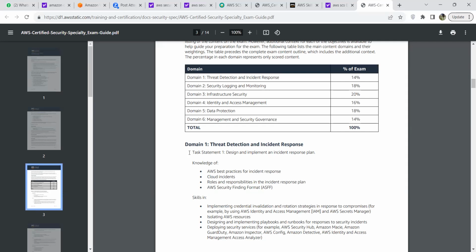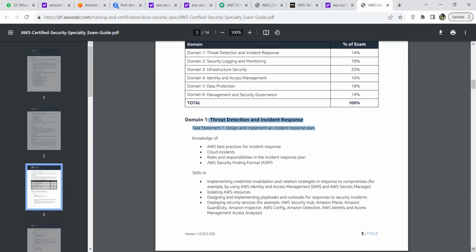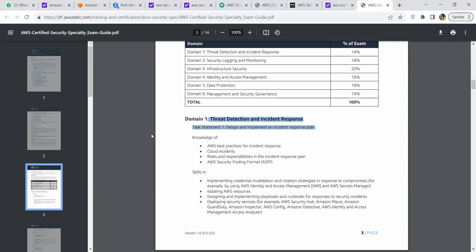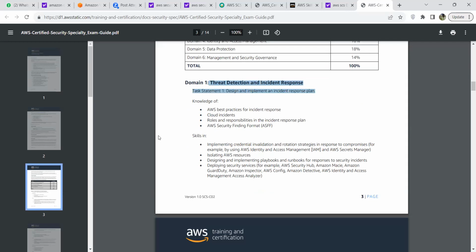and how to act upon those threats and how to remediate those threats. That is what, on a high level, this domain describes. It also details AWS best practices for incident response, how to tackle cloud incidents, and what kind of roles and responsibilities there are in the incident response plan. So this is what we'll cover in this domain.